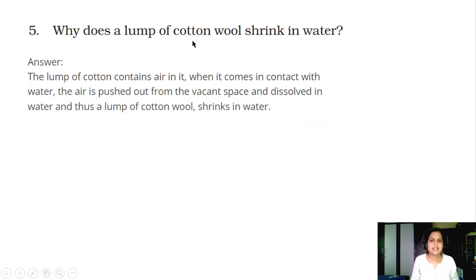Fifth one, why does a lump of cotton wool shrink in water? Answer. The lump of cotton contains air in it. When it comes in contact with water, the air is pushed out from the vacant space and dissolved in water. Thus, the lump of cotton wool shrinks in the water.